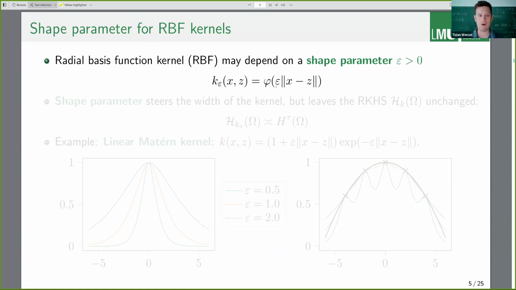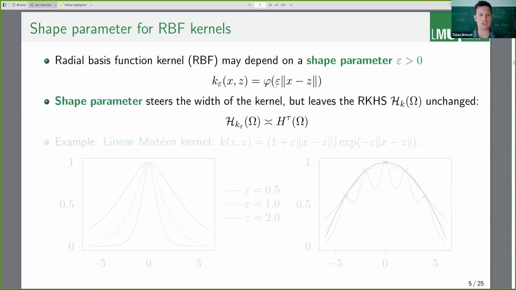What is important for our theory is that the shape parameter scales the width of the kernel, but it does not change the reproducing kernel Hilbert space as a space of functions. So, independent of the shape parameter, we still have the norm equivalence to our Sobolev space. The only thing which changes are the constants which are involved in this norm equivalence.